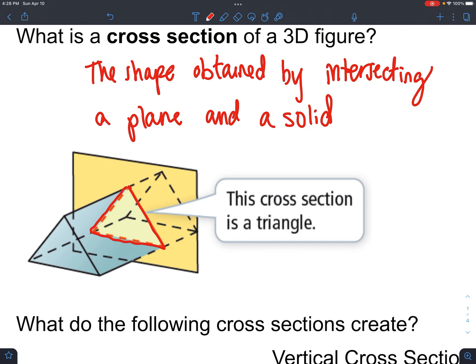So this would be an example of a vertical cross section, and it forms a triangle, because when you have a triangular prism like this, it's just a triangle extended back. So every vertical cross section, like the one created by the yellow plane, they're all triangles.